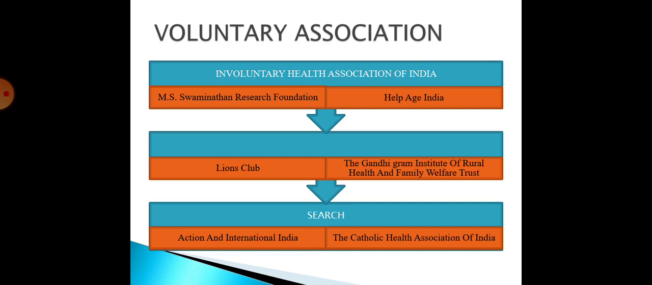Next, Gandhigram Institute of Rural Health and Family Welfare Trust. It was established in 1879. Its activities are mainly rural women's health, family planning, community participation, nutrition and improvement in the standard of living, and family welfare care. These are the main activities of Gandhigram Institute of Rural Health and Family Welfare Trust.